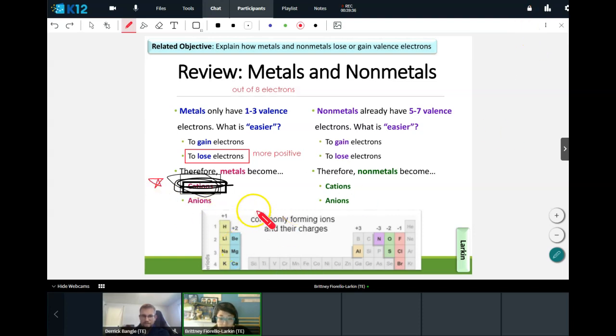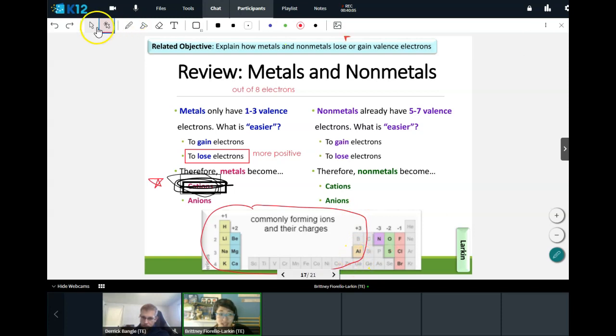And taking a look here, you can actually see that these groups 1, 2, and 13 all become positive cations, right? We can see group 1, they lose 1 electron to become overall a positive 1 cation. Group 2, they have 2 valence electrons that they lose to overall become positive 2 cations. And group 13, they have 3 valence electrons, so they lose them to become overall a positive 3 charge.